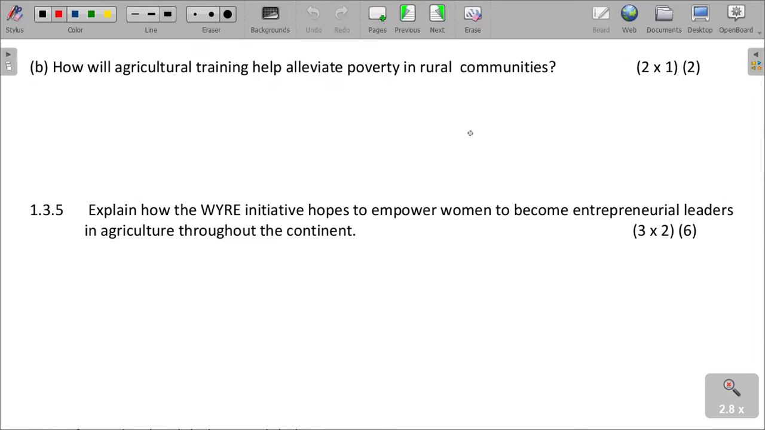Number B is, how will agricultural training help alleviate poverty in rural communities? Agricultural training, how does it help to alleviate? We are saying to reduce or to do away with poverty in terms of agricultural training. How does it correct problems to do with poverty? So one, we can talk about poverty being reduced through agricultural training. How? One, we can talk about it reduces crime. Crime is reduced when people are trained, they are able to be self-reliant.